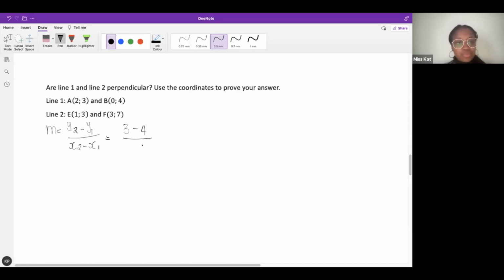Over 2 minus 0. And 0. Beautiful. What's next? And then your 3 minus 4 is going to equal to 1. Just 1? Minus 1, negative 1 over 2. Yes. Beautiful. Thank you.